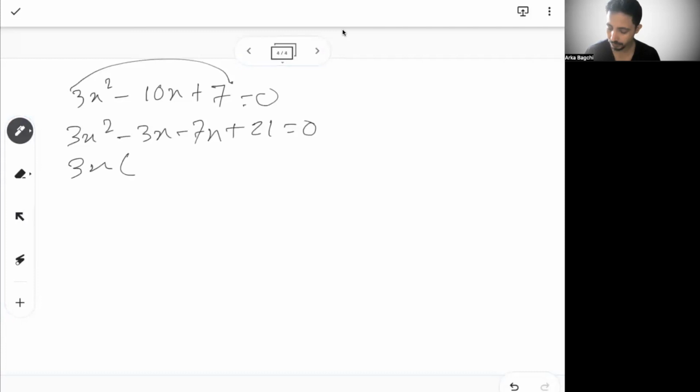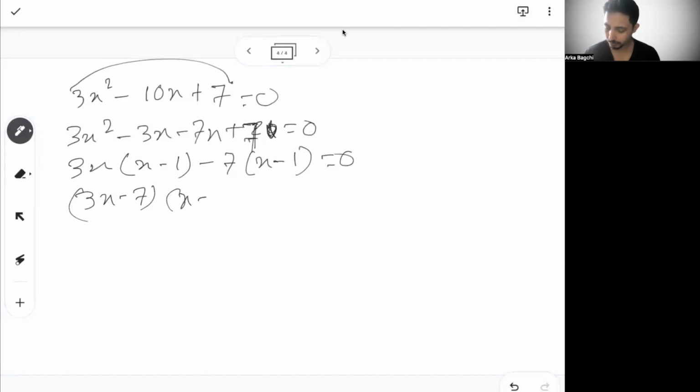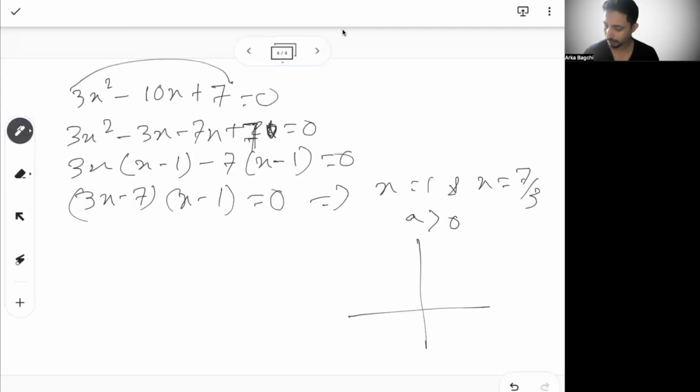So from 3x, if you take x minus 1, and minus 7 you take x minus 1, equal to 0. So then I can write 3x minus 7 into x minus 1 equal to 0. Right? So from here I can write x equal to 1 and x equal to 7 by 3. So here also I see a is greater than 0 because a is 3. So your graph has to pass through x equal to 1 and 7 by 3.